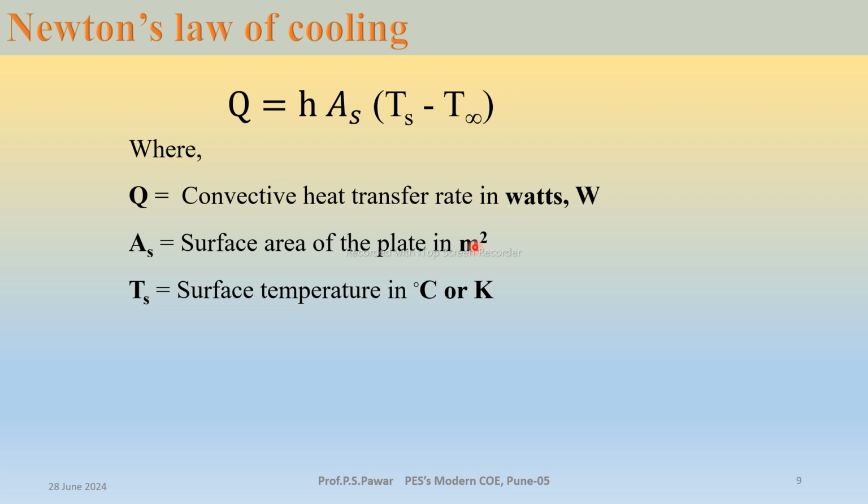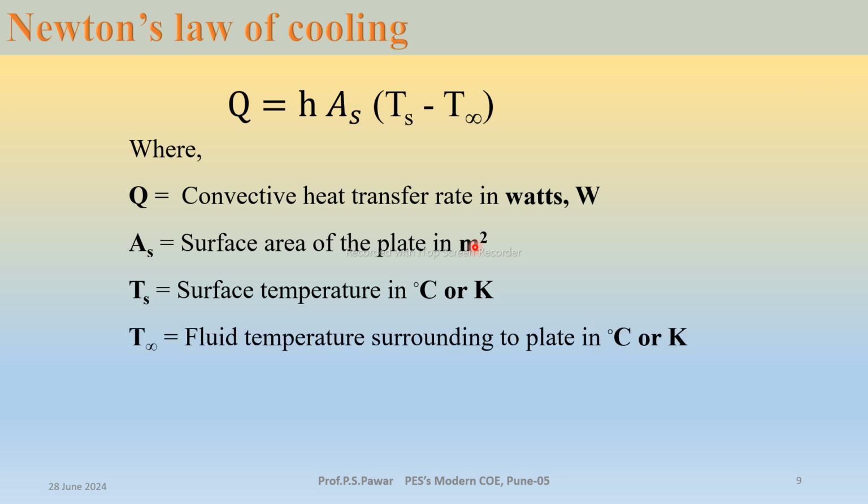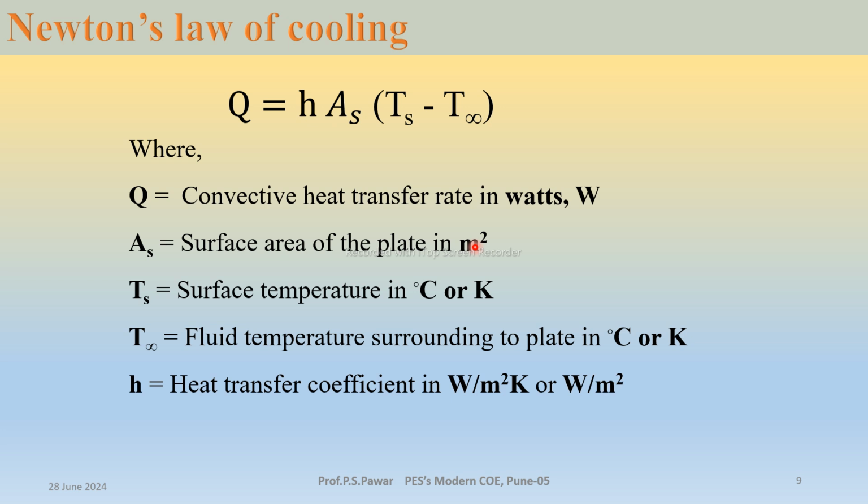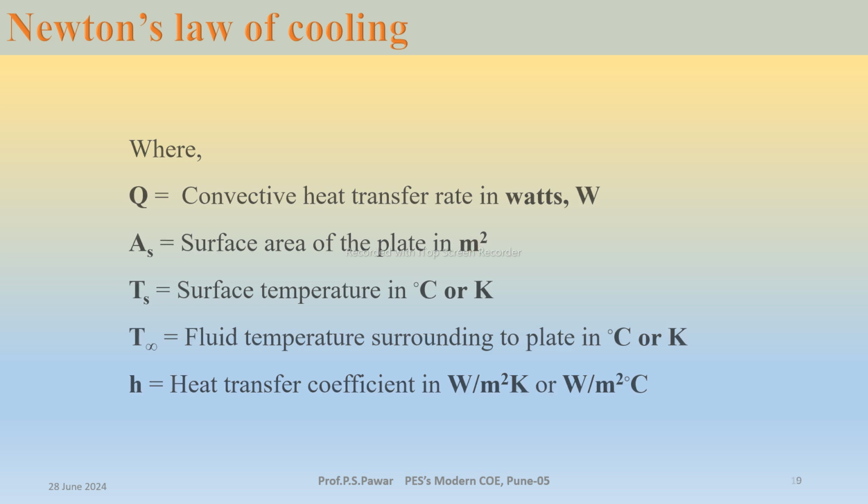Ts is the surface temperature in degree centigrade or Kelvin. T infinity is the fluid temperature surrounding that plate in degree centigrade or Kelvin. And h is the constant of proportionality in Newton's law of cooling, which is also called the heat transfer coefficient, and its unit is watt per meter square degree centigrade or watt per meter square Kelvin.